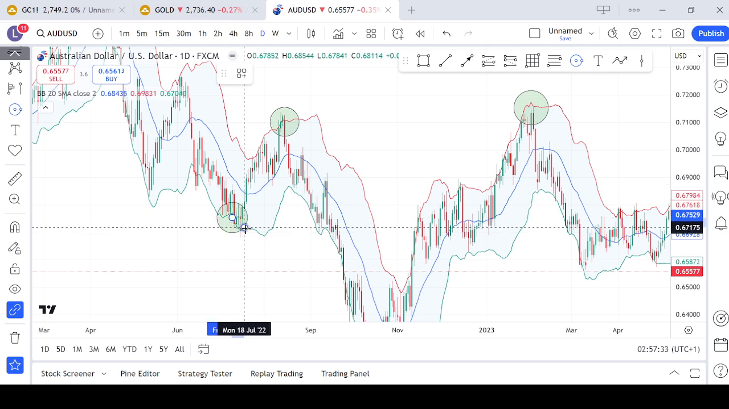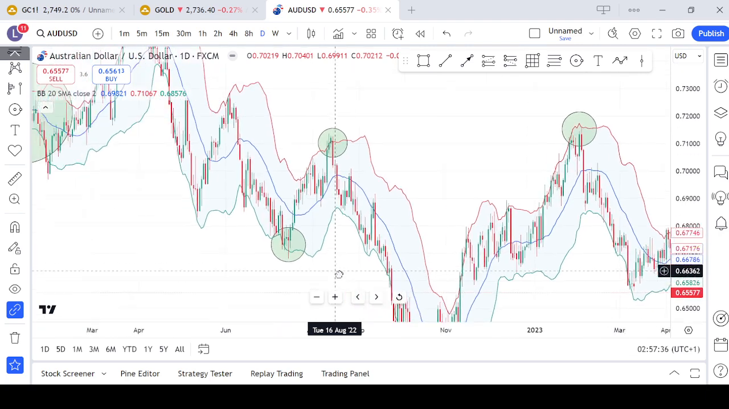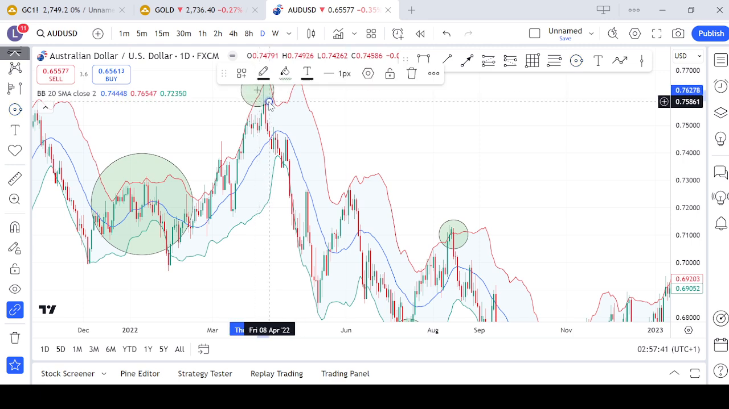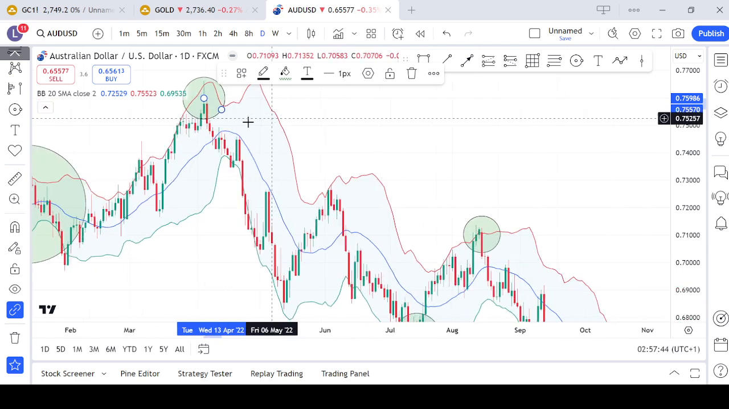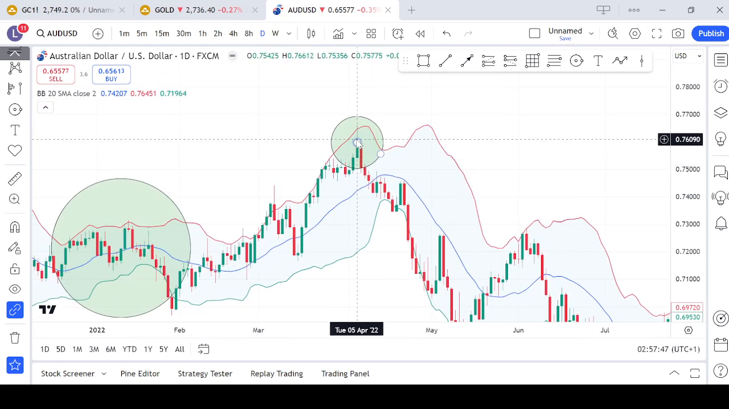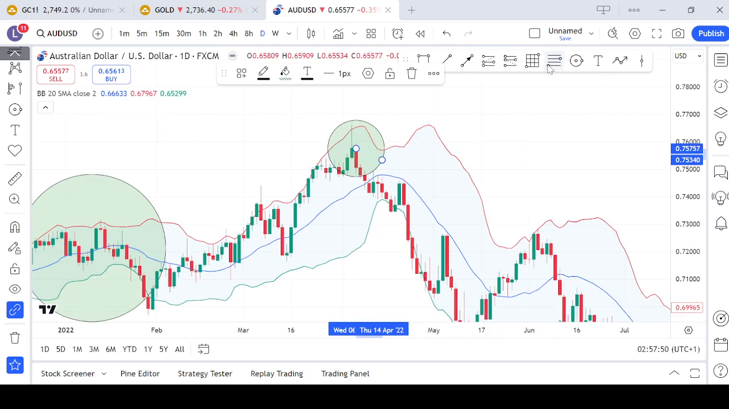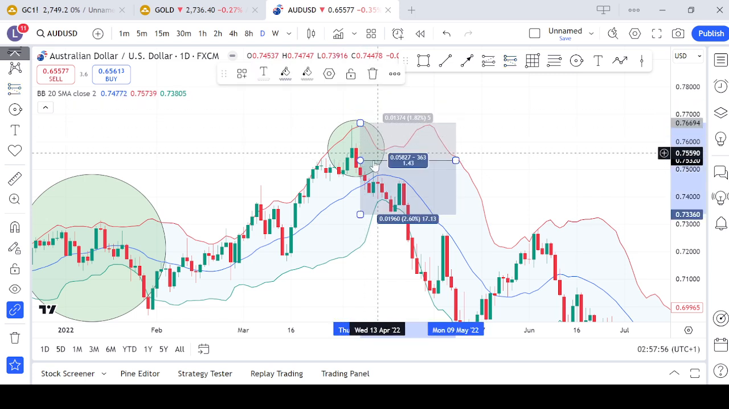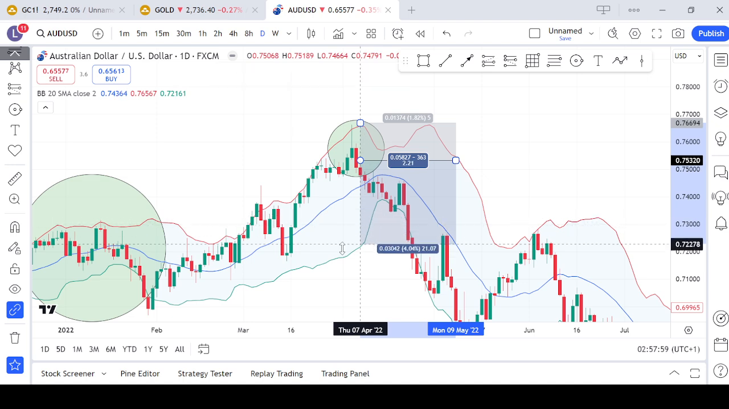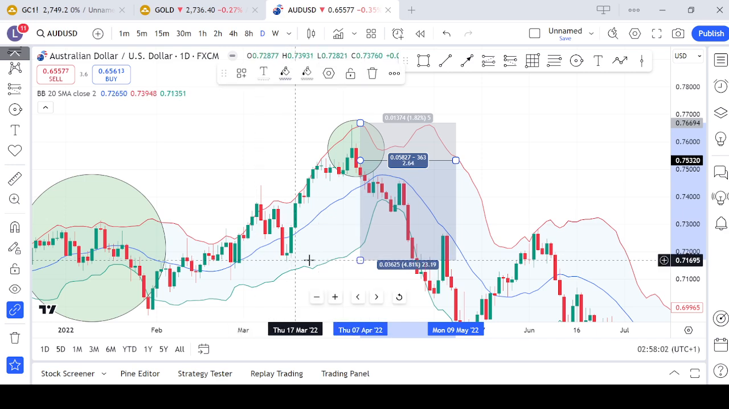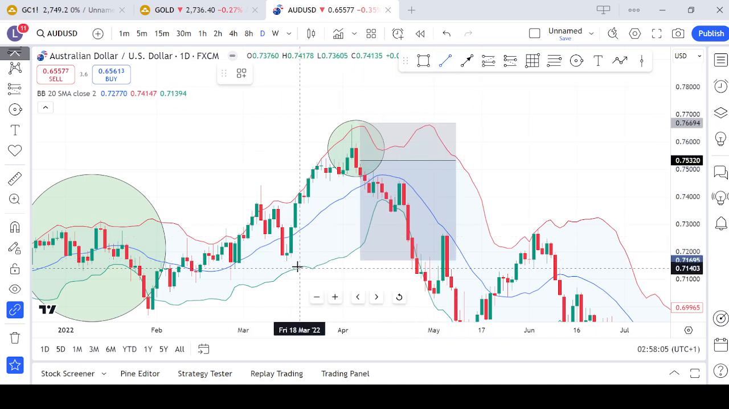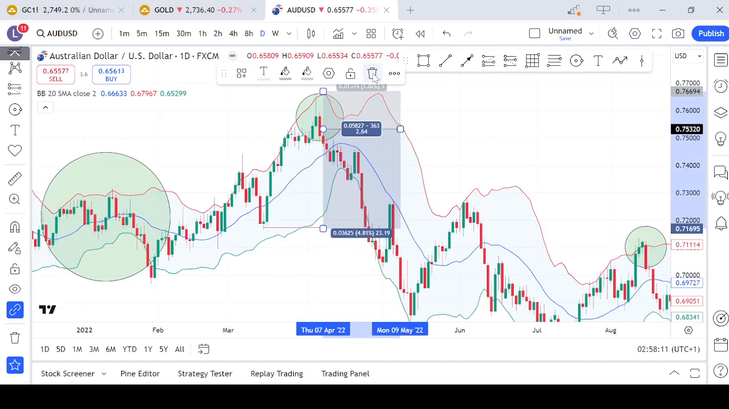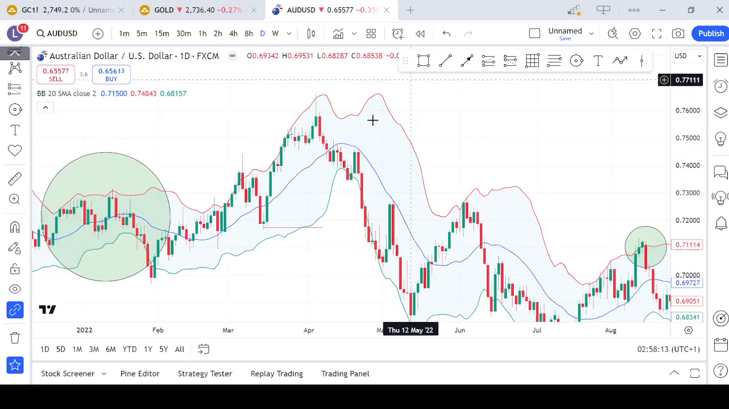Yeah, but this sometimes generates false signals, so you should always confirm with other indicators and also chart patterns. You can see this right here was confirmed with this engulfing pattern. We could look to enter a sell trade there with our stop loss just above that high, and our take profit should be at the next support level, which is this. So that's how you can use the Bollinger Bands to make better trading decisions.